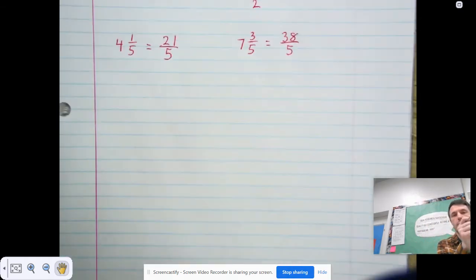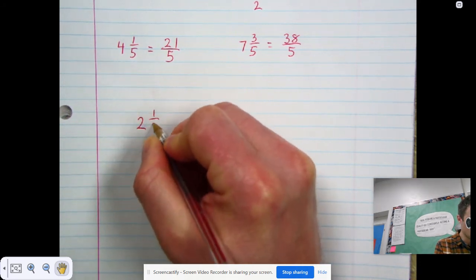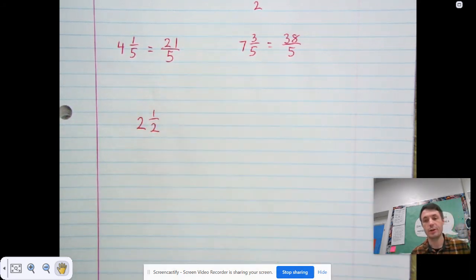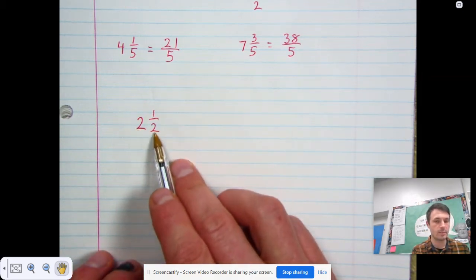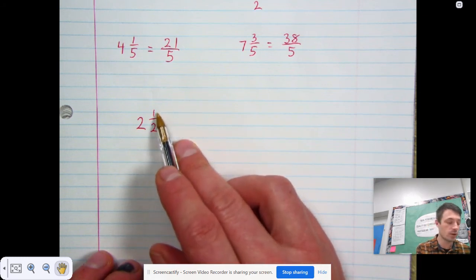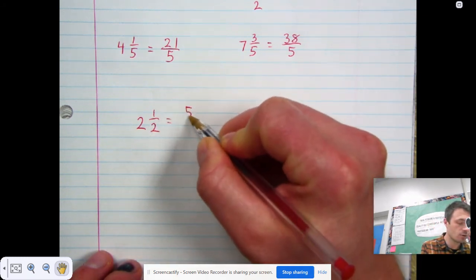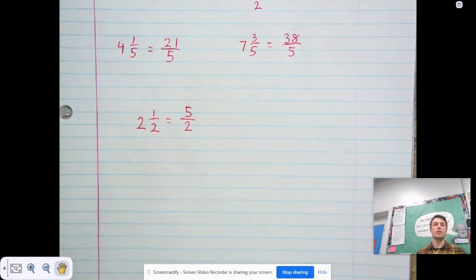Let's do some more examples. Let's do 2 1/2 written as an improper fraction. Multiply the whole number times the denominator. 2 times 2 is 4. Add the numerator. 4 plus 1 is 5. That becomes your new numerator. The denominator 2 stays the same. 2 1/2 is written 5/2 as an improper fraction.